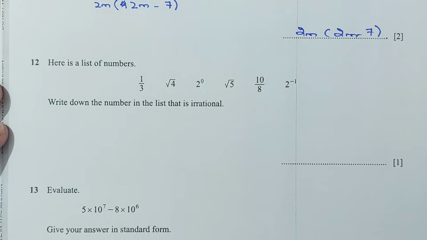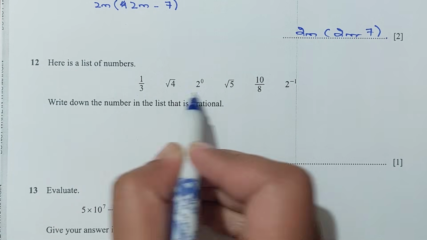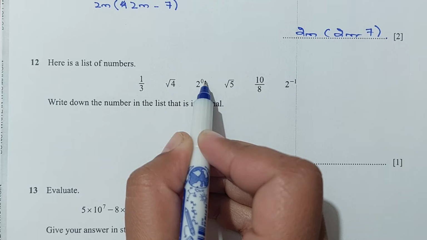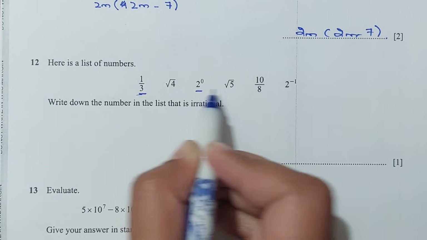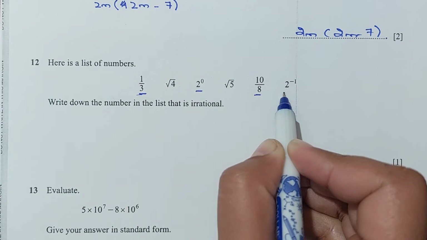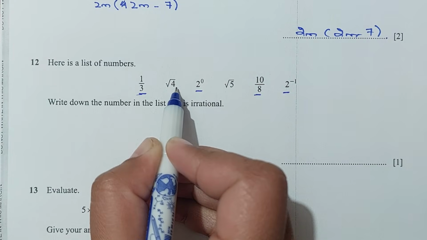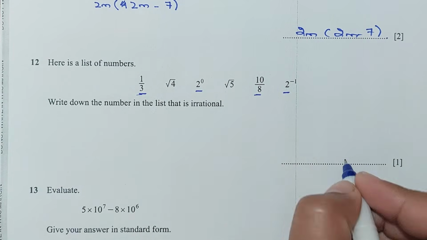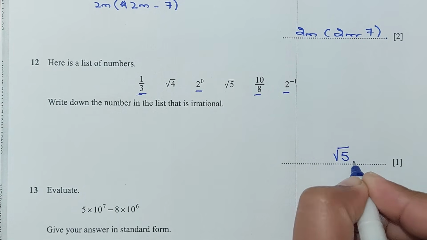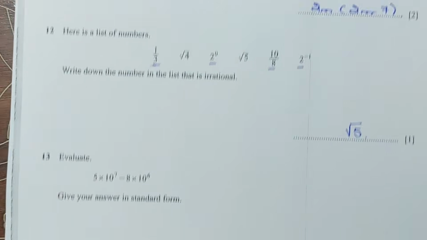Question number 12. Here is the list of the numbers. Write down the number in the list that is irrational. Okay, so irrational is a number that is not written in the form of p by q. This is rational. 2 to the power 0 is 1. This is rational, rational, rational. This is rational. 1 by 2 is irrational. Square root of 4 is 2. This is rational. So square root of 5 is irrational, which cannot be written in the fraction form.